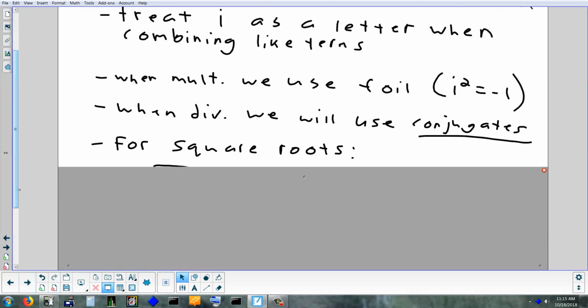Okay, and square roots. Square roots are going to come up when you do the quadratic formula, and you might end up with something like this. Well, we don't want to leave it as the square root of -9. We can simplify. So that's what I'm going to show you right now.